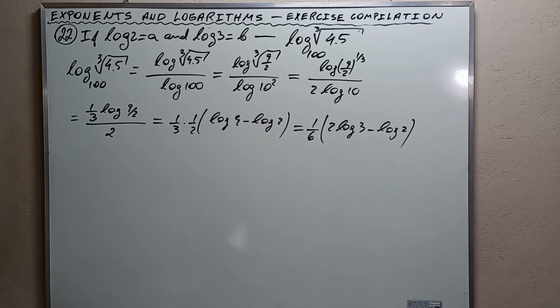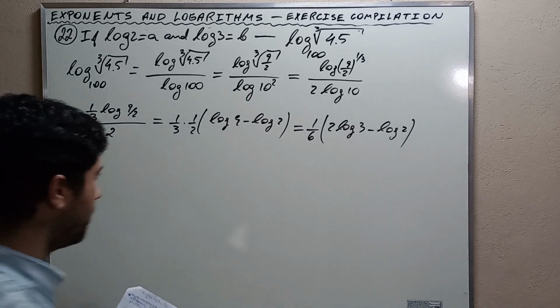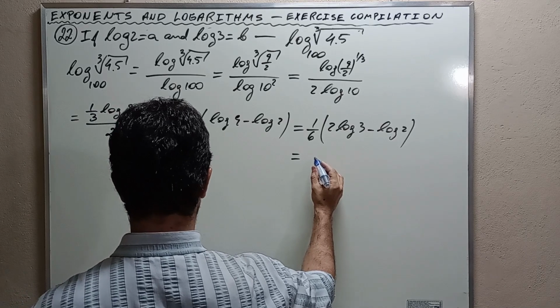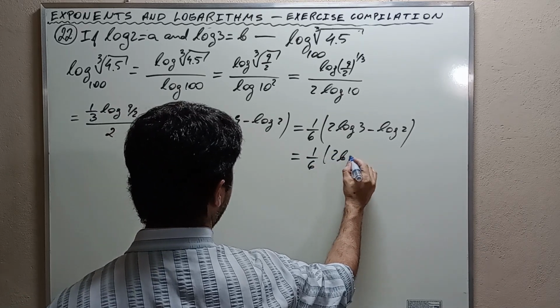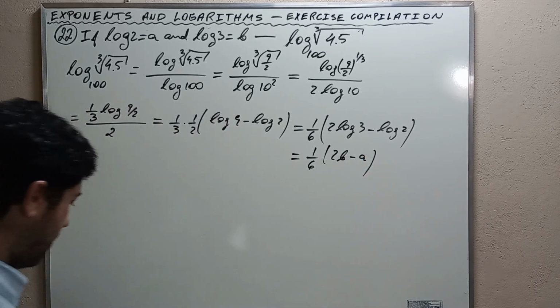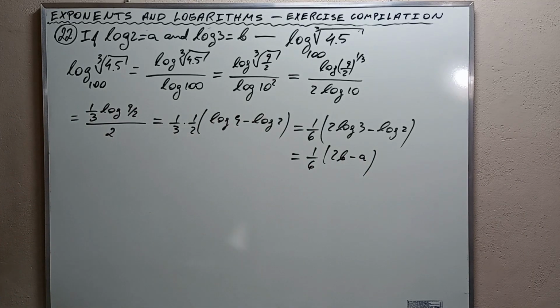And the logarithm of 3 is b, and the logarithm of 2 is a. Then we can confidently say that the solution of this exercise is 2b minus a. Okay, my friends? And this is all for exercise 22. Let's go to exercise 23 now.